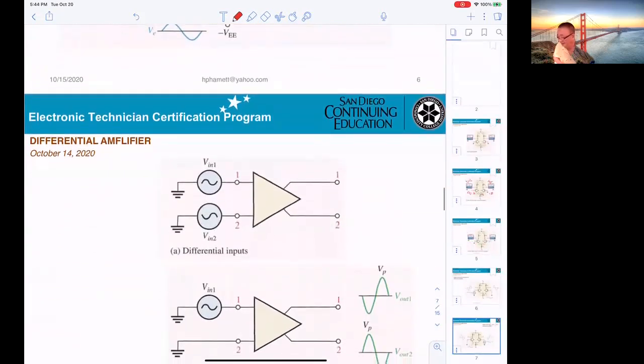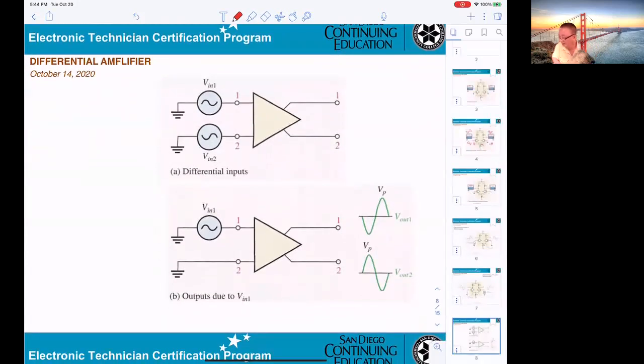Now, this is the symbol for a differential amplifier. Differential means two inputs, okay? And they get two outputs. So the display in figure A is a differential input and differential output. And in the second one, they display an output due to only one input. The other one is grounded.